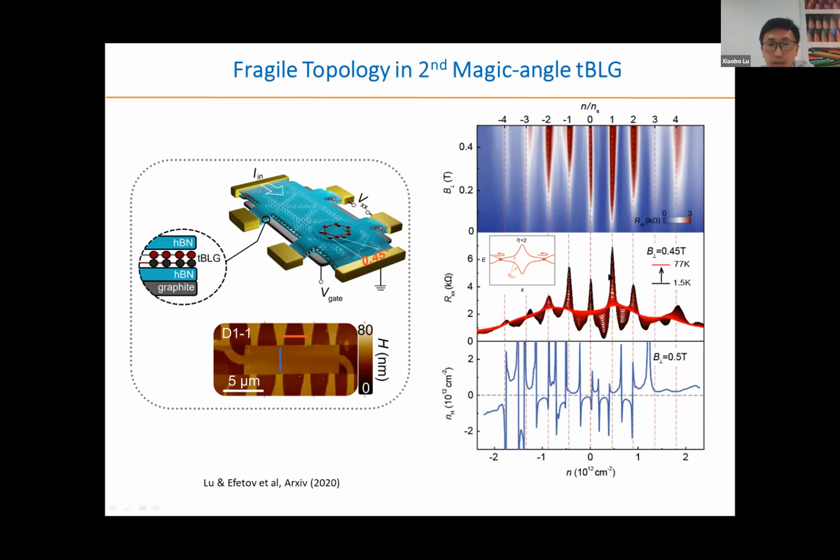As Andrei showed today, the lowest 2 minibands are connected by 2 Dirac points, and they carry the same helicity, giving the fragile topology.